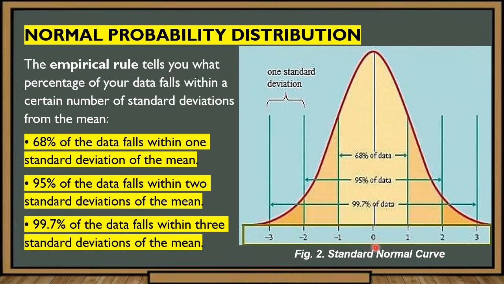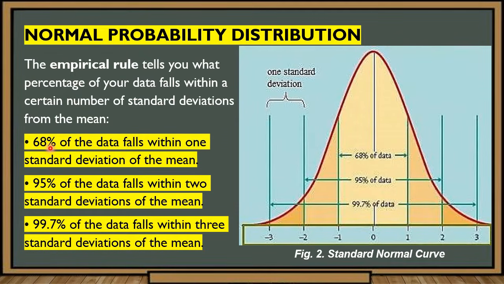So this 0 is equal to the mean, and if you have noticed, the distance from each score is 1. So this is already the standard deviation. Again, in the standard normal curve, the value of the mean is 0 and the standard deviation is 1.